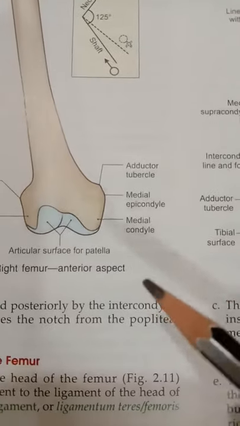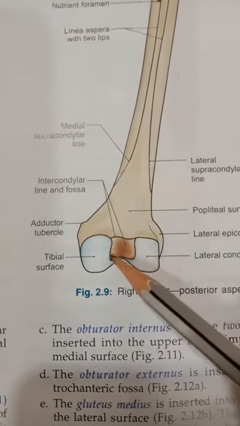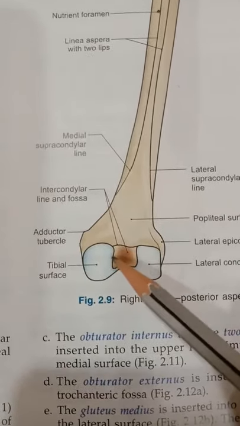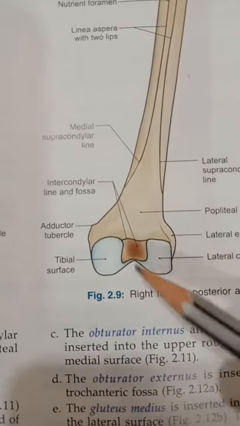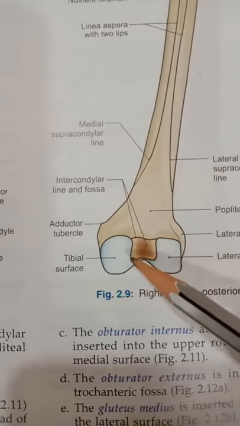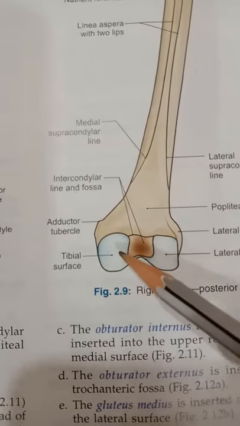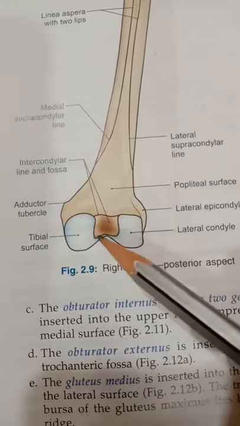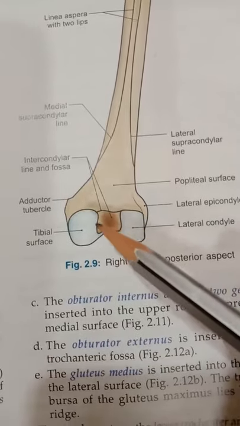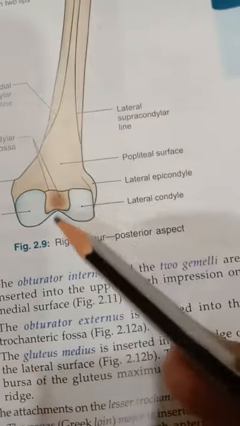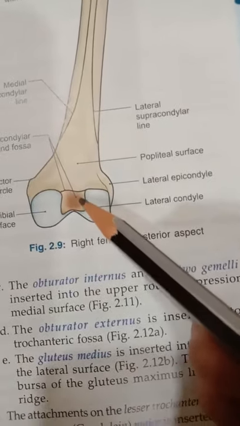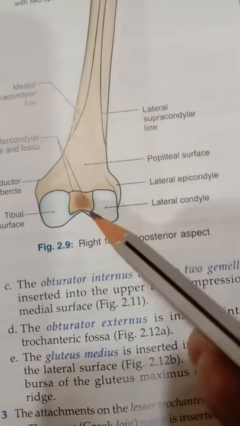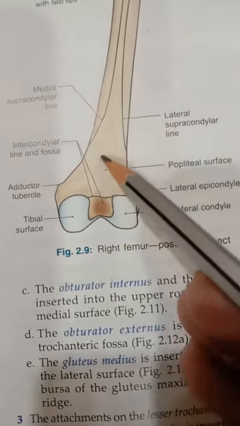Then the intercondylar fossa, which is present on the posterior side, also called the intercondylar notch. This notch separates the lower and posterior parts of the two condyles, and it is limited anteriorly by the patellar articular surface, and posteriorly by the intercondylar line, which separates the notch from the popliteal surface.